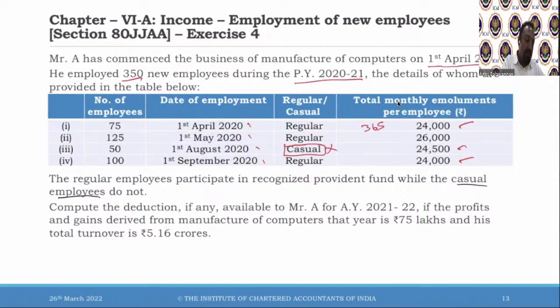Now they wanted to understand the deduction for assessment year 21-22. If the profits and gains derived are 75 lakhs and his total turnover is 5.16 crores, why is this turnover relevant here? The turnover is relevant because we need to understand whether he falls into this category of 44AB. Only then is he eligible. So anything more than 1 crore is applicable, right? 5.16 crores is eligible for this 44AB. Now, the 75, 125, 50 and 100 are the new employees.